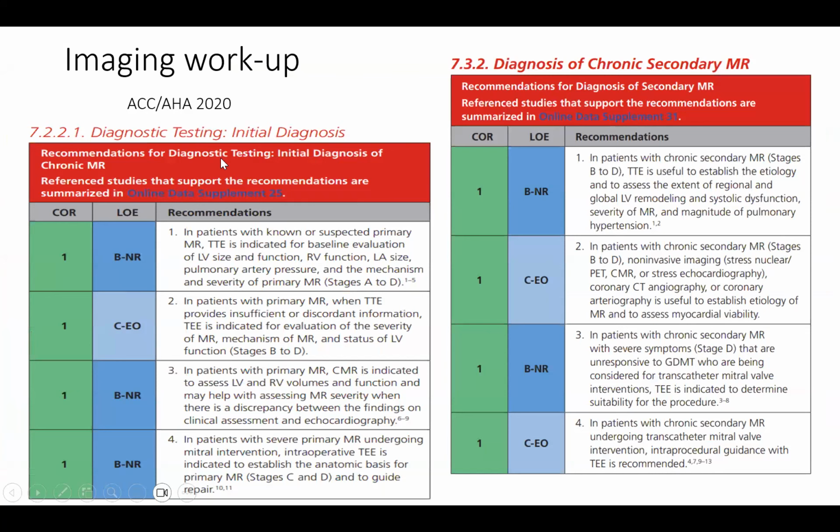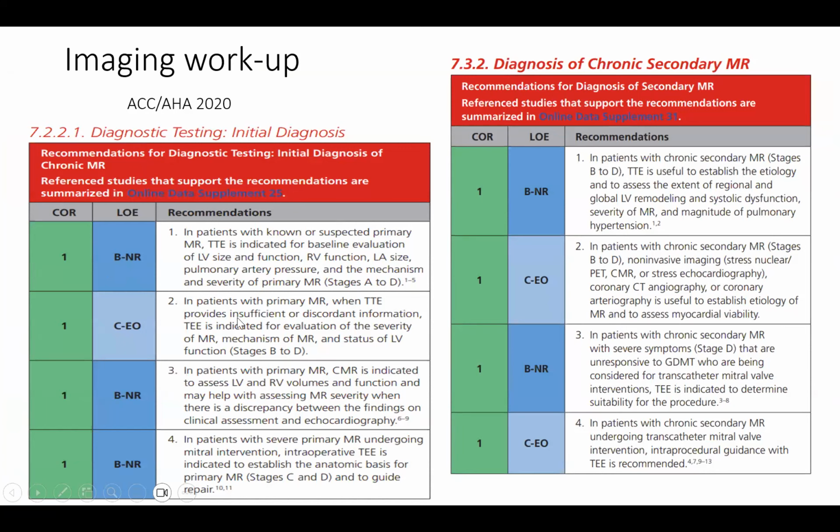I didn't label because I used both the ESC, but just if you've noticed, the ACC/AHA have their class of recommendation and level of evidence on the left side, and they use Arabic numerals. So 2 would be written as the regular 2 that we know, while the ESC uses Roman numerals. So 2 is II.